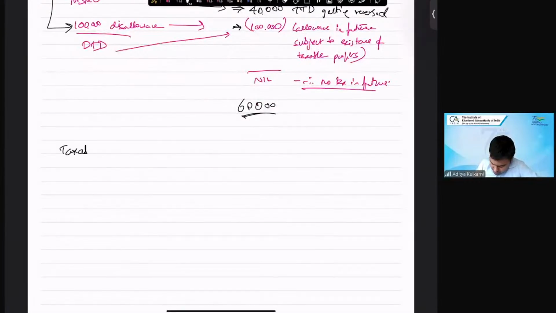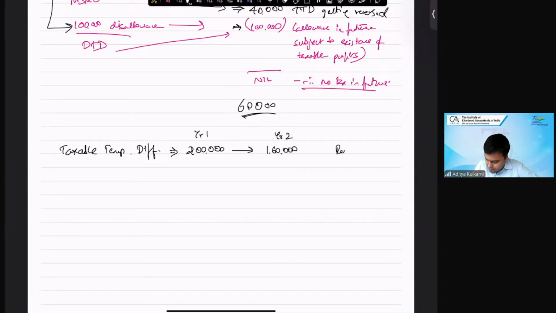Taxable temporary difference. It was 2 lakhs in year 1. In year 2, it becomes 1,60,000. Reversal 40,000. Deductible temporary difference 1 lakh in year 1. It becomes 0 in year 2. Why? There is a reversal of 1 lakh.